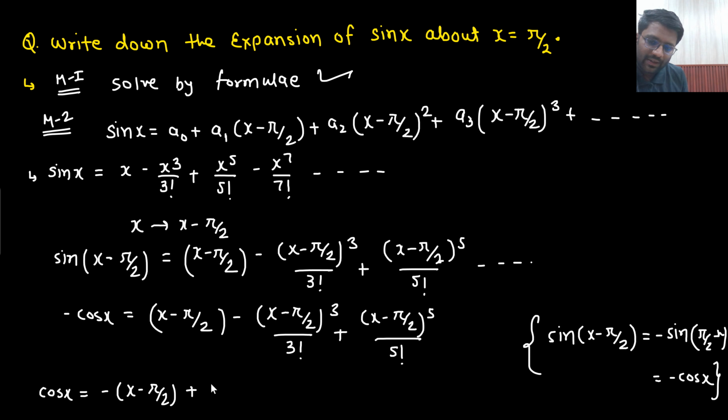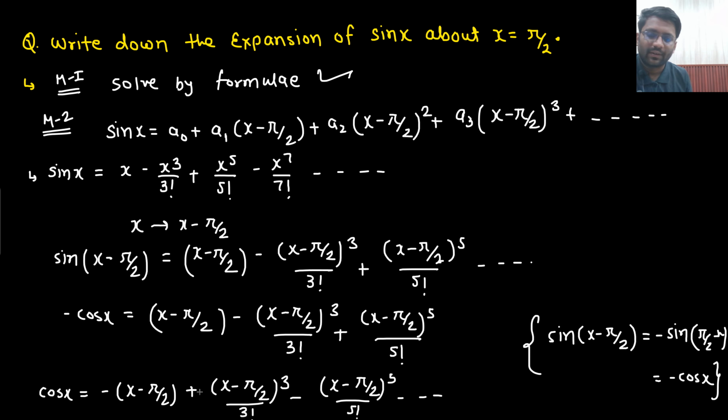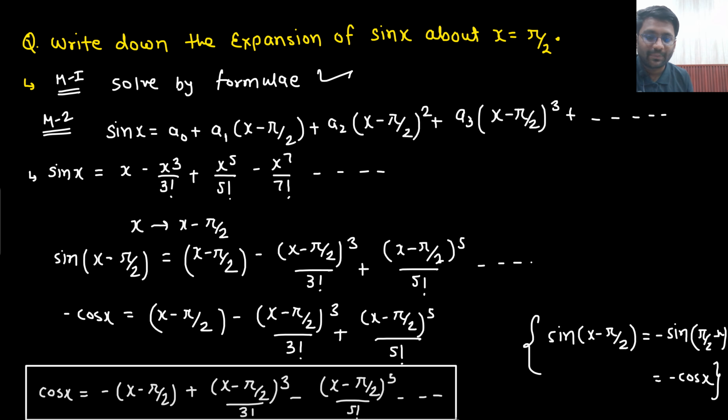So are you able to understand what we have done here? We tried to find out the expansion of sin x, but eventually we are ending up finding the expansion of cos x. This is the answer we are getting. So we have found the expansion of cos x about x equals pi by 2. Is that clear to you? Cos x is represented as (x minus pi by 2), (x minus pi by 2) to the power 3, (x minus pi by 2) to the power 5. So we have found the expansion of cos x about x equals pi by 2.